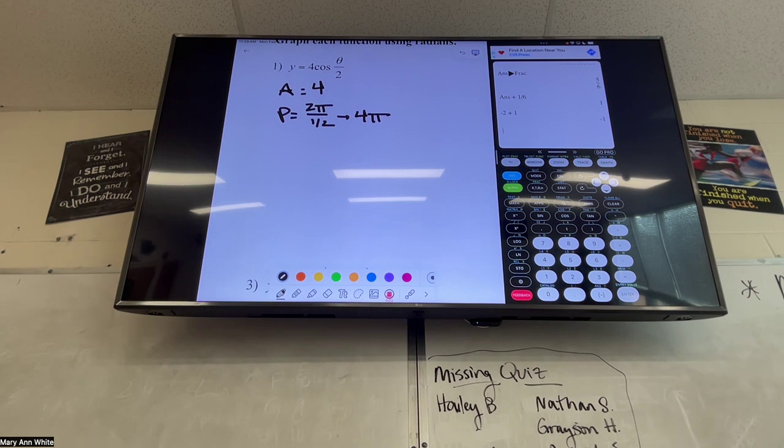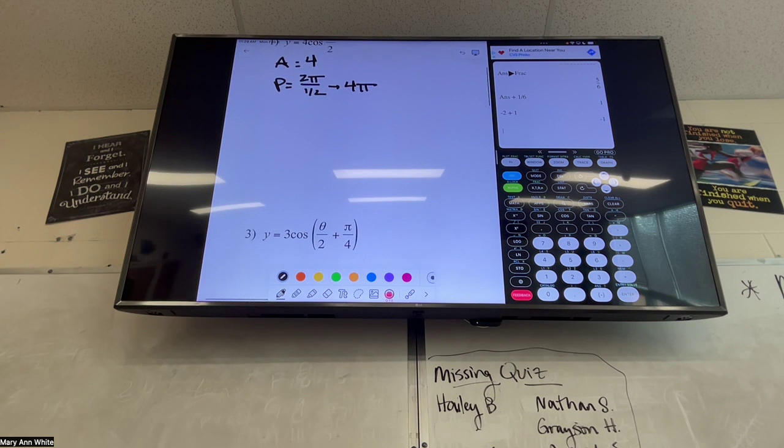Would X only be allowed in the parentheses? X can be outside the parentheses since there's nothing being added or subtracted to it. This first one is almost easier than what we have been doing. You're kind of like, wait a second, I feel like there's more to be done. But it's just amplitude and period on this one.